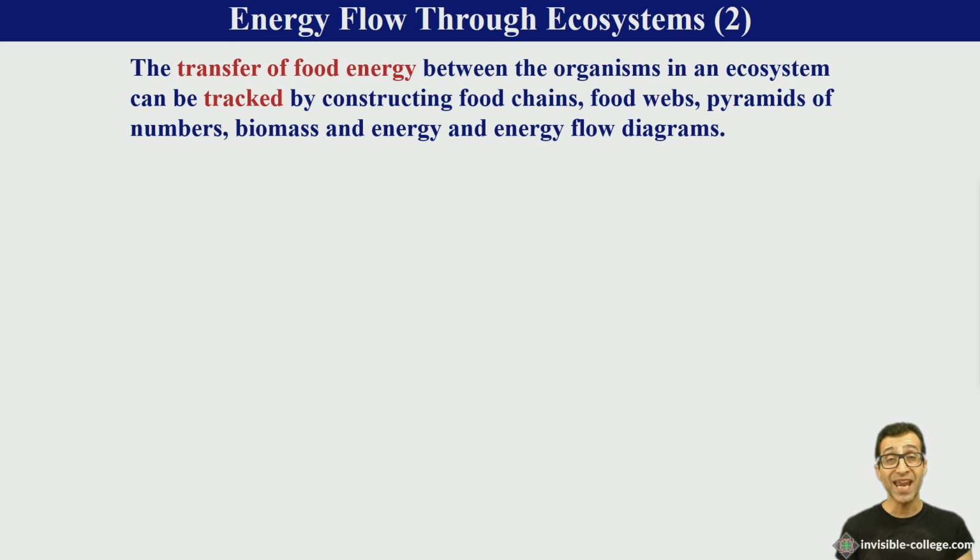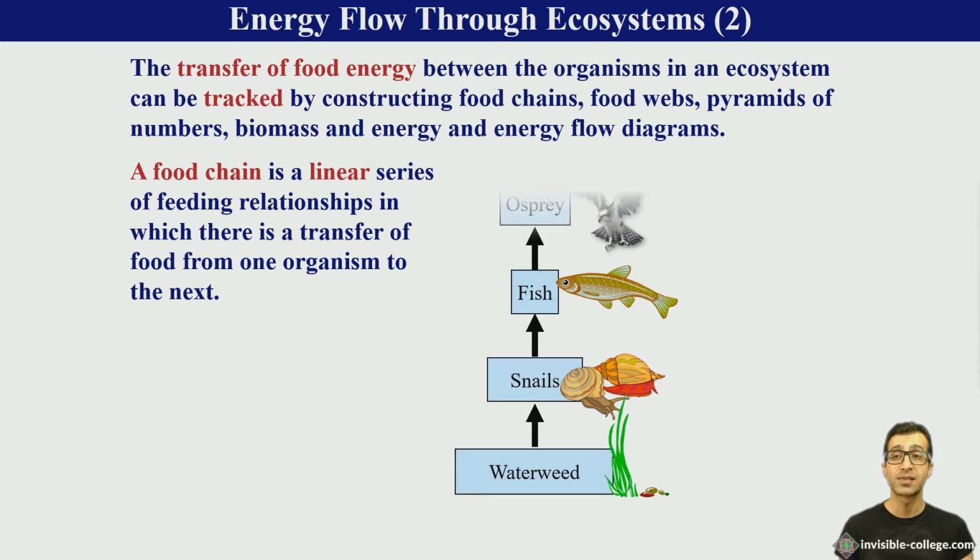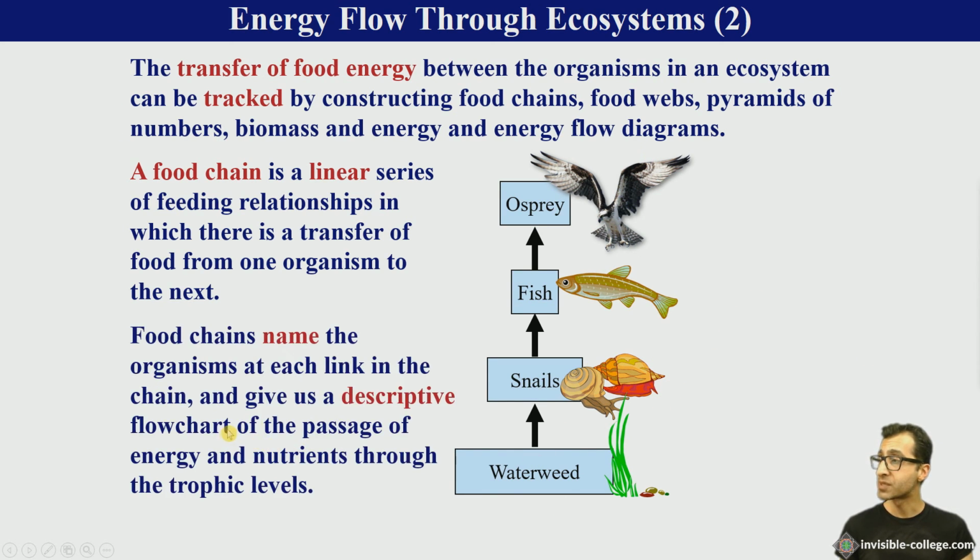So a food chain is a linear series of feeding relationships in which there is a transfer of energy and nutrients from one organism to the next. So here is an example of such a food chain. Food chains will name the organisms at each link in the chain, and these give us a descriptive flowchart type diagram which describes the passage of energy and nutrients through these trophic levels of the food chain.